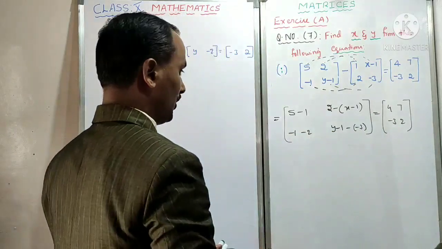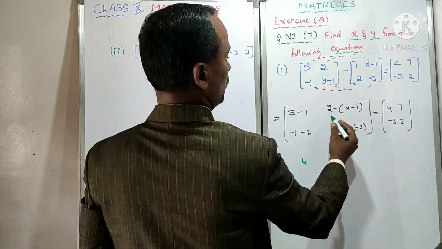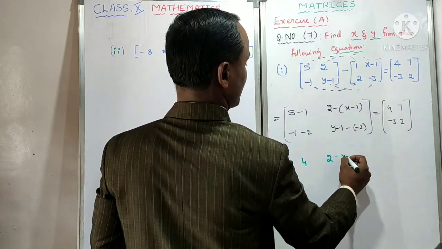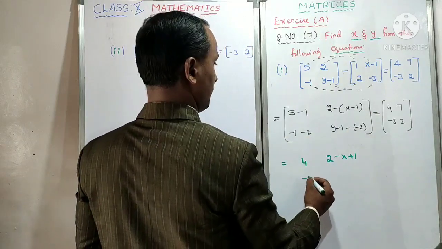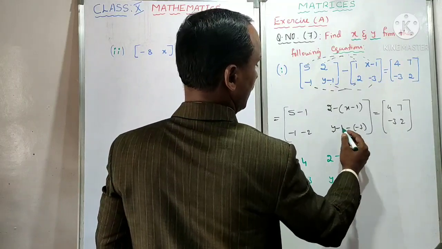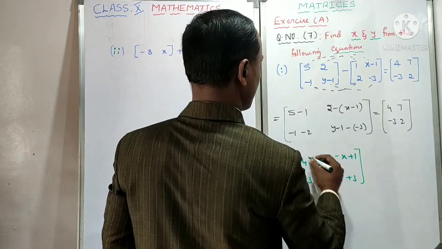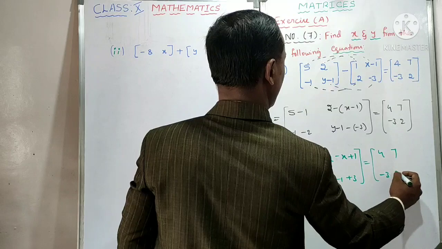What is the next step? You know already. 5 minus 1 became 4, 2 as it is. You take minus inside, minus into plus x, minus into minus plus 1. Next, minus 1, minus 2 became minus 3. y minus 1, y as it is, minus 1 as it is, minus into minus plus 3. Close the box is equal to 4, 7, minus 3, 2.